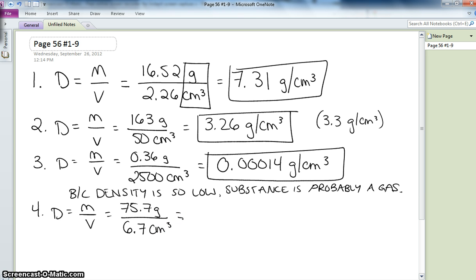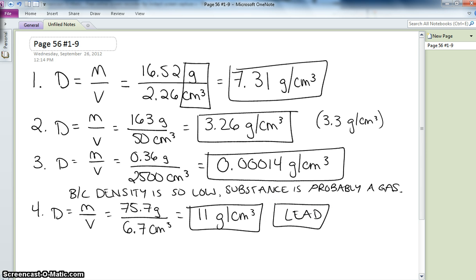All right, pause it while you put this into your calculator. And you should get 11 grams per cubic centimeter as the density of the substance. If we go back and read the question, there's more. It says, using the data in table 2-1, suggest what element the metal could be. Table 2-1 is just on the previous page, page 55. If you look at it, try to find what has a density of 11.3 grams per cubic centimeter, and there is only one option and that is lead.